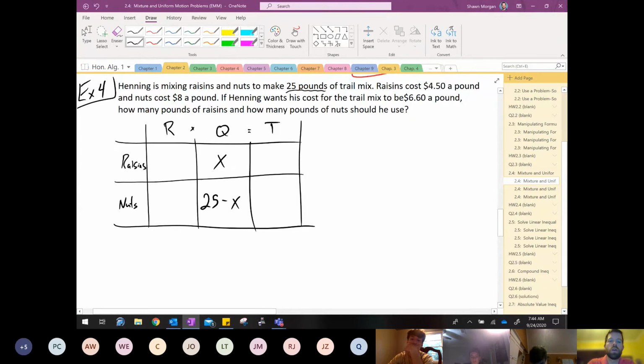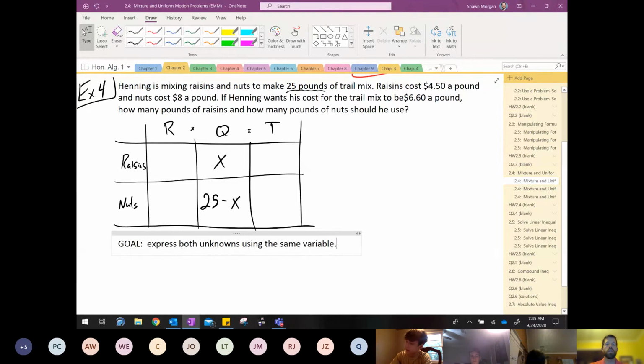Guys, that is crucial. That's super crucial for us, to be able to express both unknowns in terms of the same variable. Don't forget, that's goal numero uno for setting up our unknowns: express both unknowns using the same variable. That's a hard challenge for us, but Charlie just helped us do it, so kudos. Good job, Charlie. Let's see, raisins cost $4.50 a pound, so I'm going to put 4.5 there. Nuts cost $8 a pound, so we'll put 8 there.